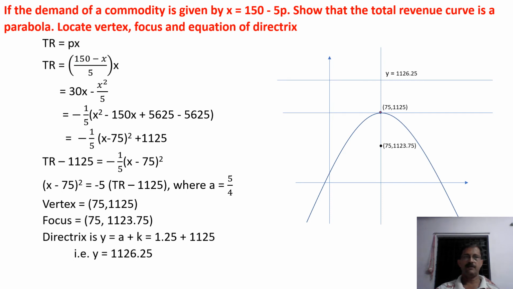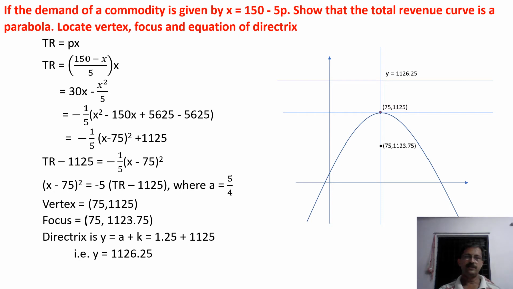Next problem: if the demand of a commodity is given by x is equal to 150 minus 5p, show that the total revenue curve is a parabola. Locate vertex, focus and equation of directrix. Total revenue equation is TR equal to PX, where P is price, X is number of units. So TR equal to P x; from the given equation of demand, we can substitute P equal to 150 minus X by 5. So that will give you 30x minus x square by 5.